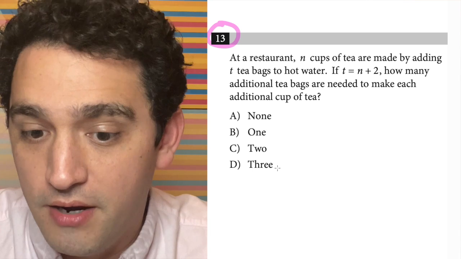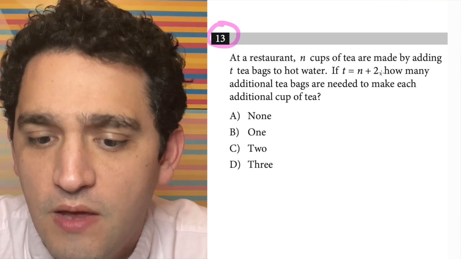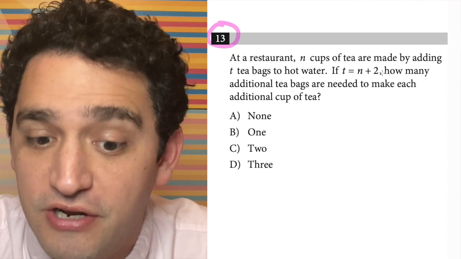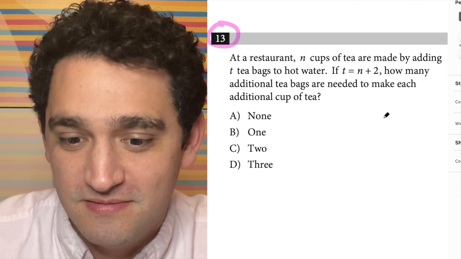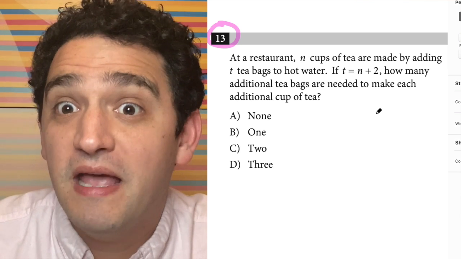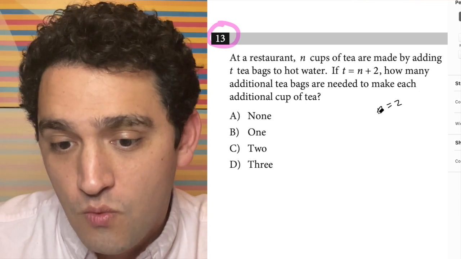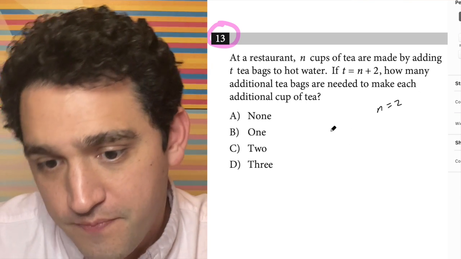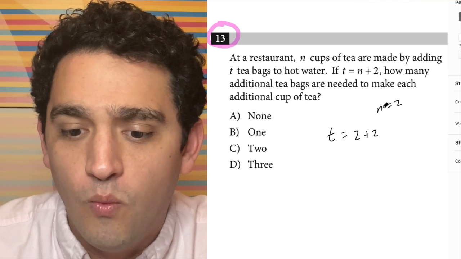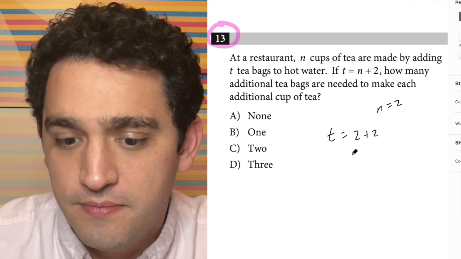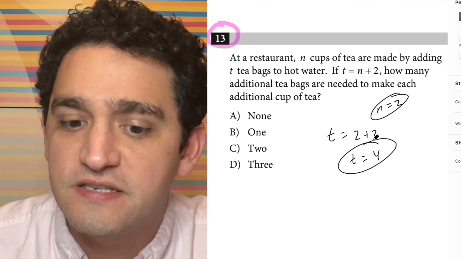We focus on this function, t equals n plus 2. They want to know how many tea bags are needed for every additional cup of tea. Well, let's make up a number of cups of tea. Let's say I'm currently making 2 cups of tea. N equals 2. Well, let's figure out what t is when n equals 2. T equals n plus 2, so t equals 2 plus 2. When n is 2, t is 4. Okay, when n is 2, t is 4.